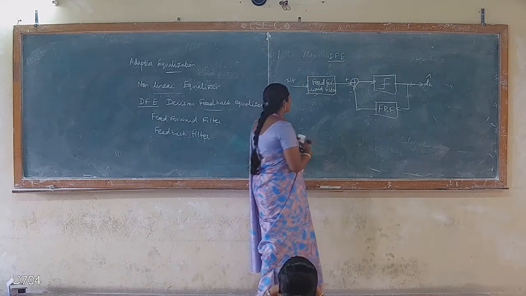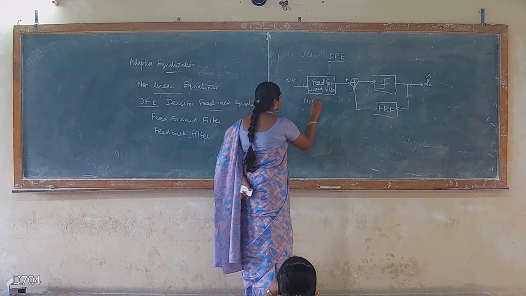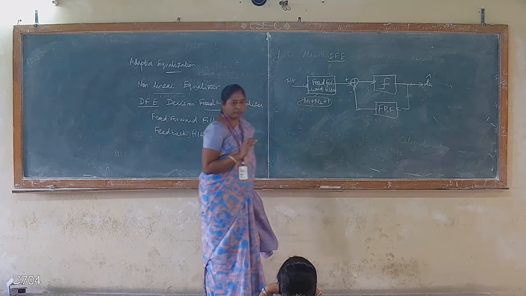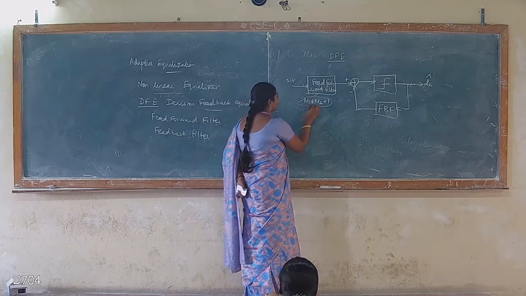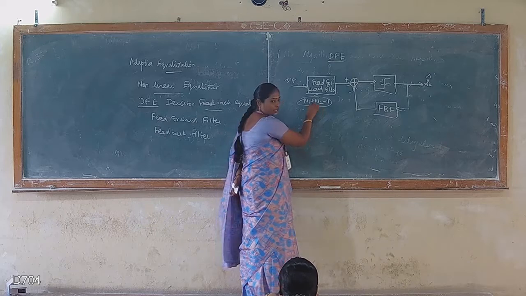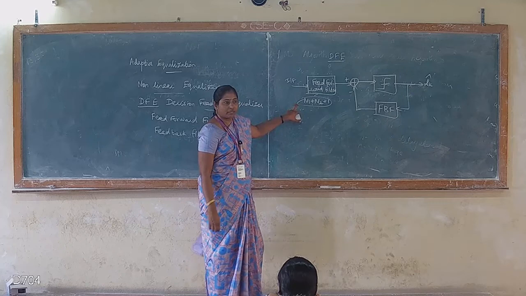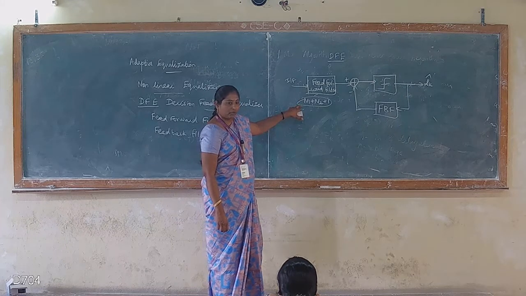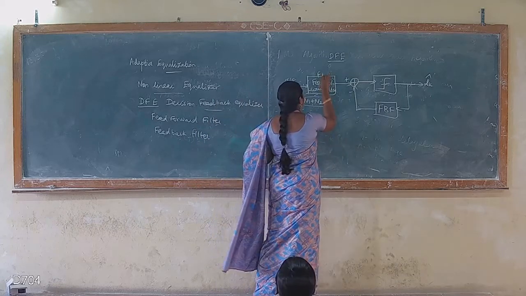So how many taps are in the feed forward filter? It consists of N1 plus N2 plus 1 taps, because N1 plus N2 delay elements are used. How do you calculate the number of taps? Number of taps equals number of delay elements plus 1. So this is about the taps used in the FFF, that is, the feed forward filter.